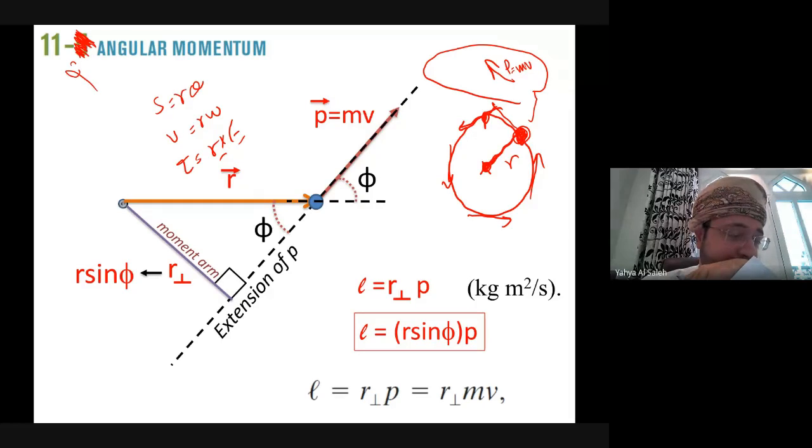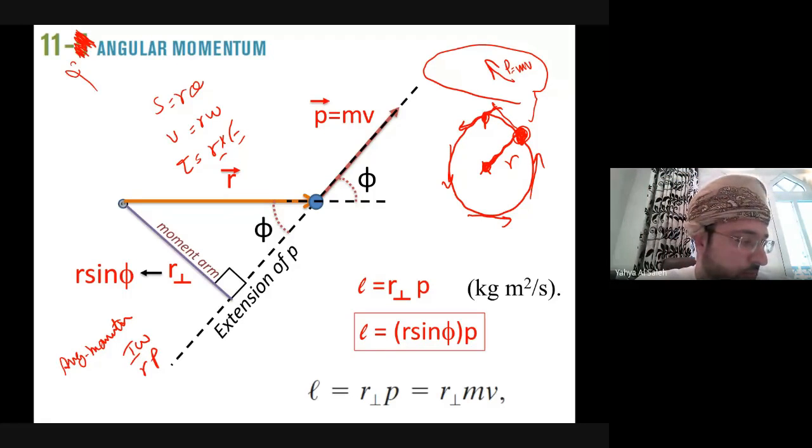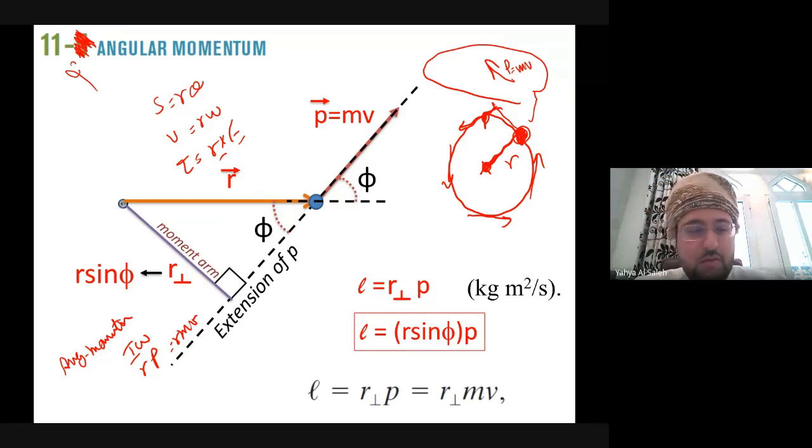I omega. RP. It cannot be RF because RF is already torque. Okay, so most of you are saying two things. They're saying that angular momentum is either I omega or RP. Okay, RP is the same as saying R mv. You're both correct.